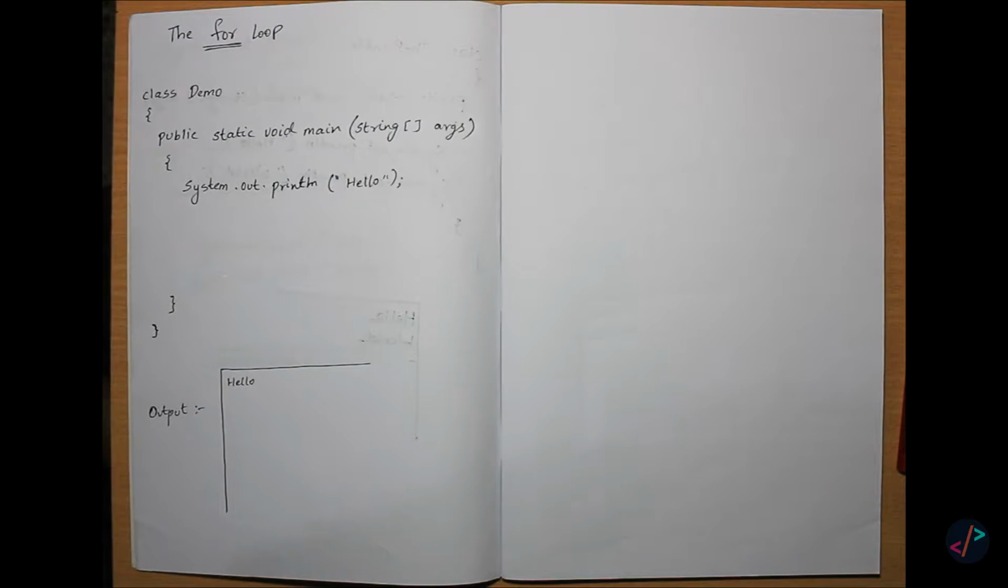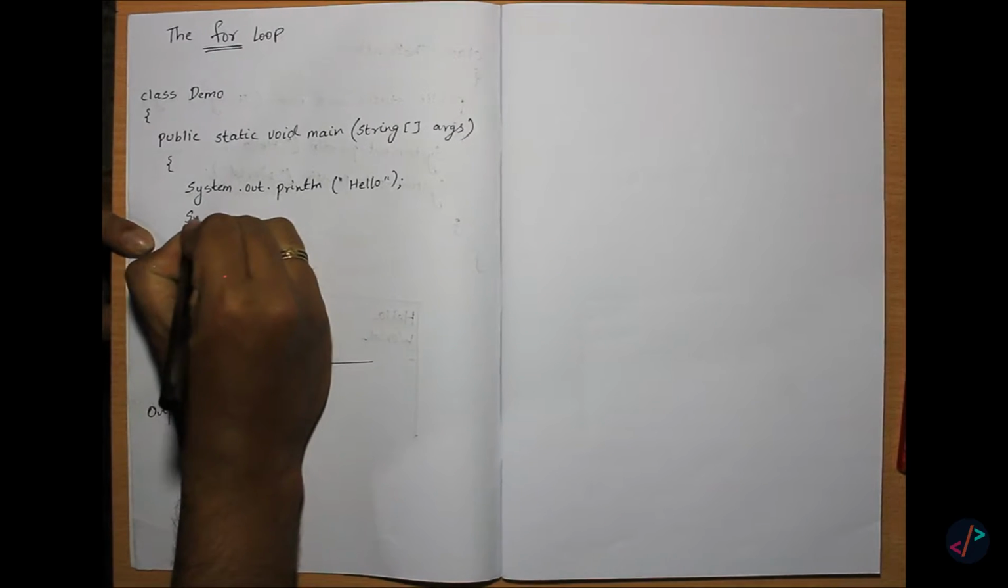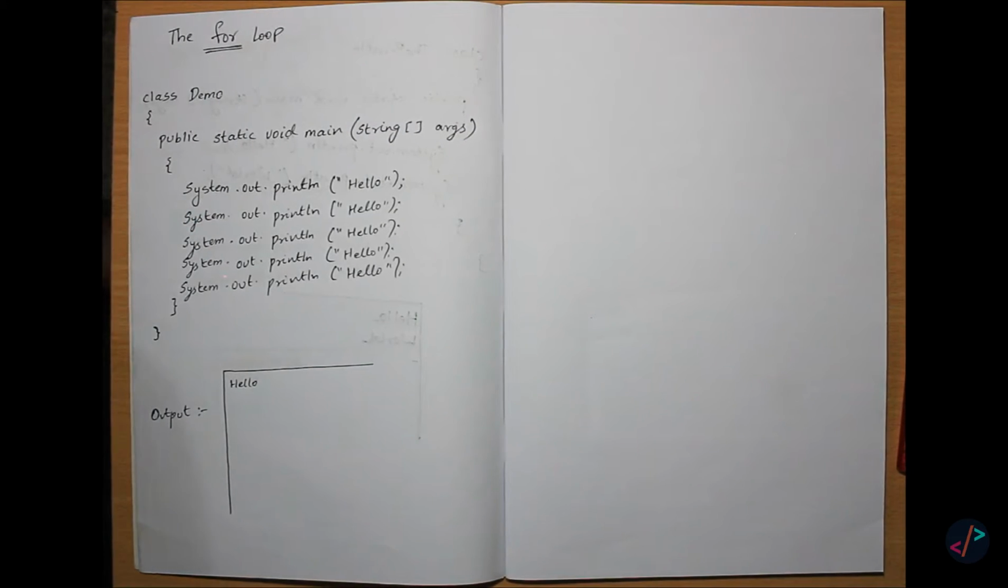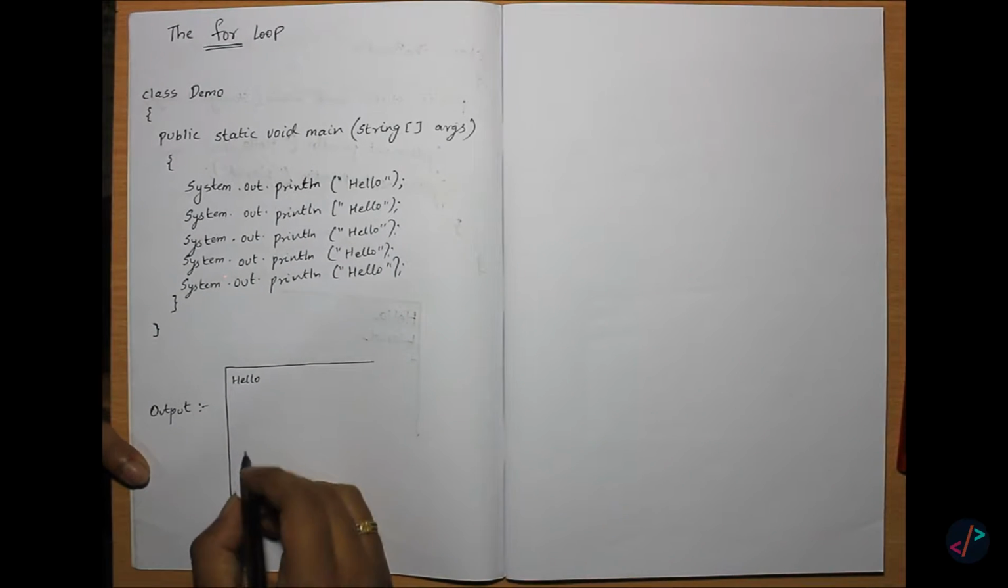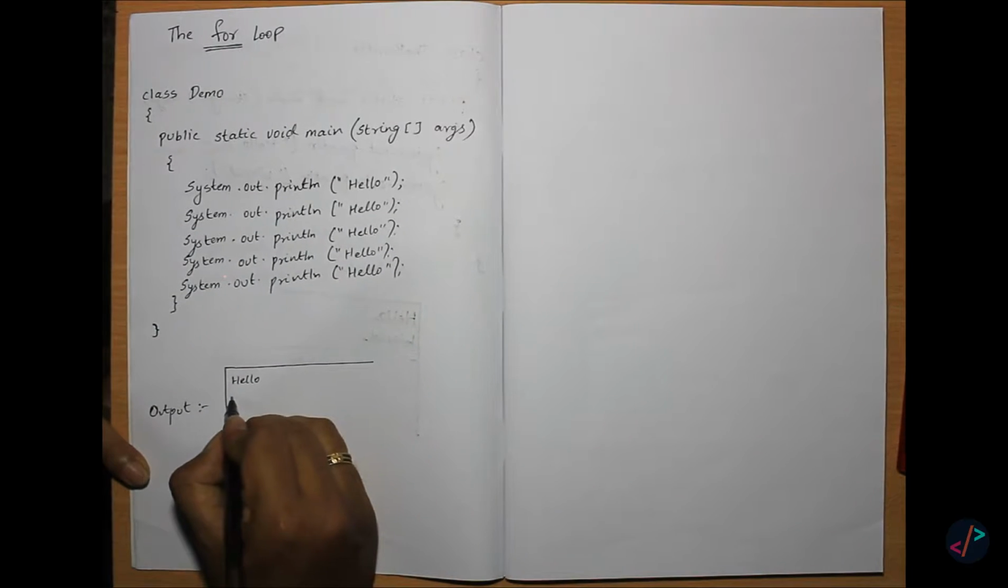Now, if I now ask you to modify this program and print hello 5 times, yes, some people will write the program like this. Of course, when you now execute this program, you will now be getting hello 5 times like this.